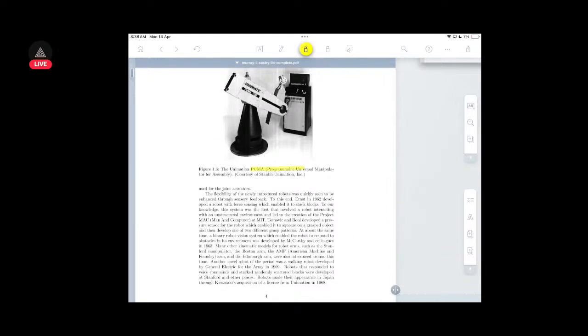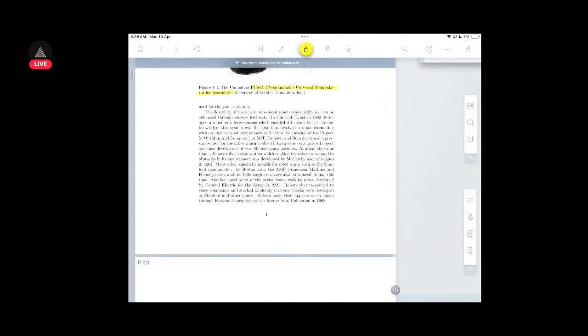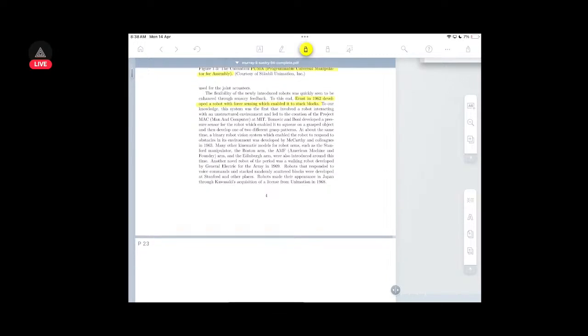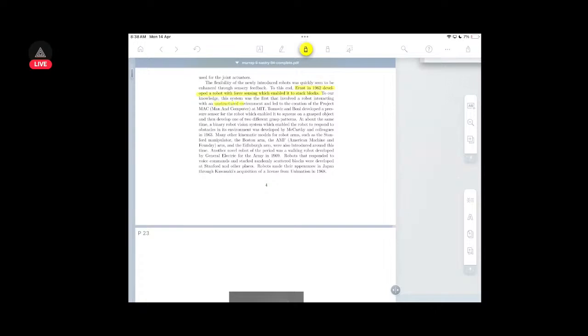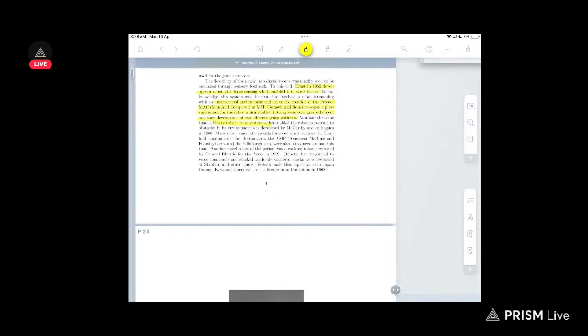This is PUMA, Programmable Universal Manipulator for Assembly. Unimation's PUMA. Ernst at this time developed a robot for force sensing using stacked blocks. It used an unstructured environment, which led to the creation of the man and computer lab at MIT. Tomovic and Boni developed a pressure sensor for the robot which enabled it to squeeze a grasped object and develop one of two grasp patterns. A binary robot vision system to respond to obstacles in the environment was also developed.